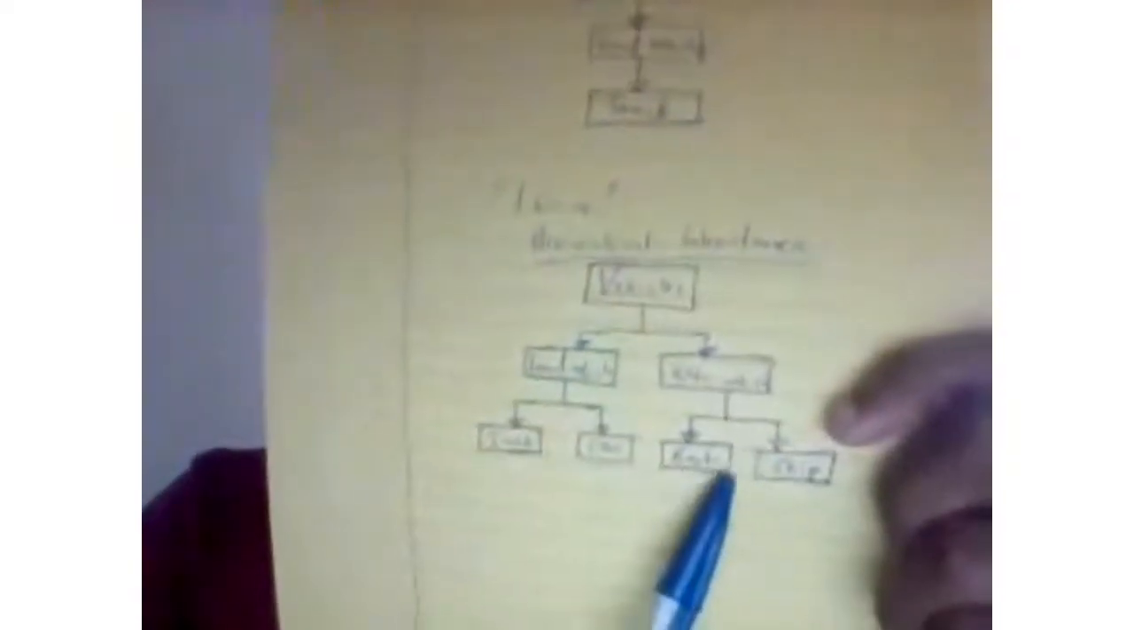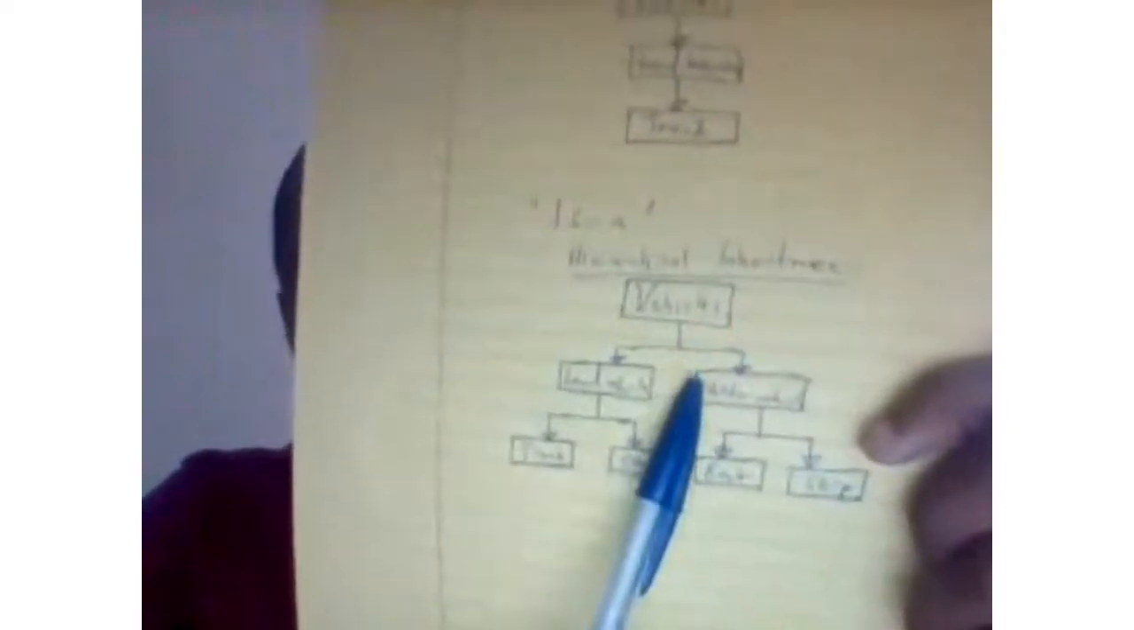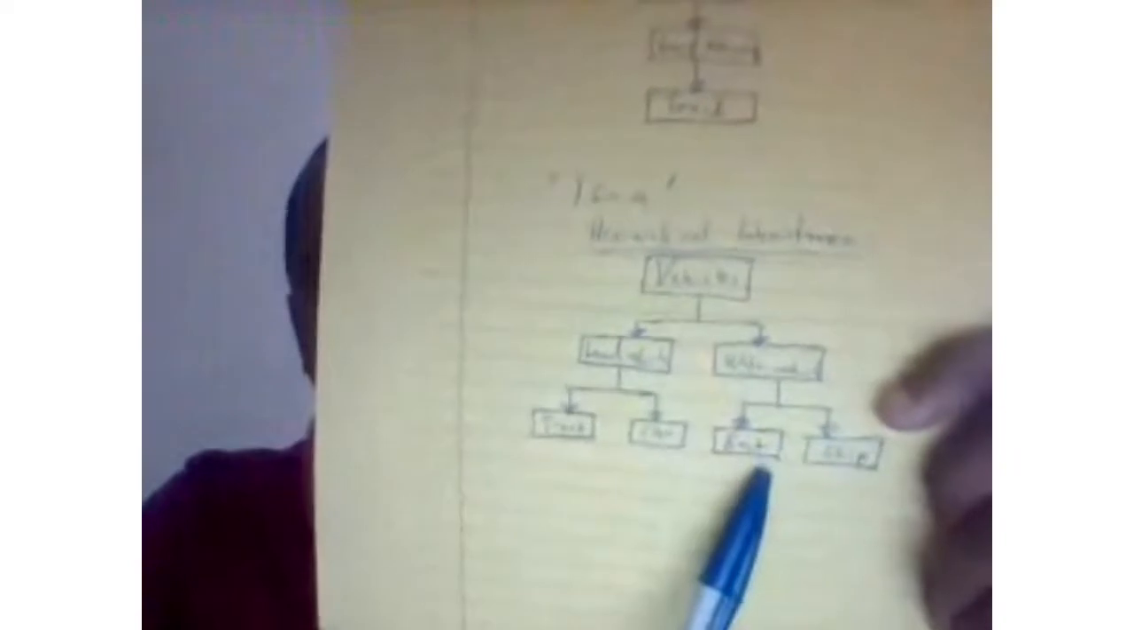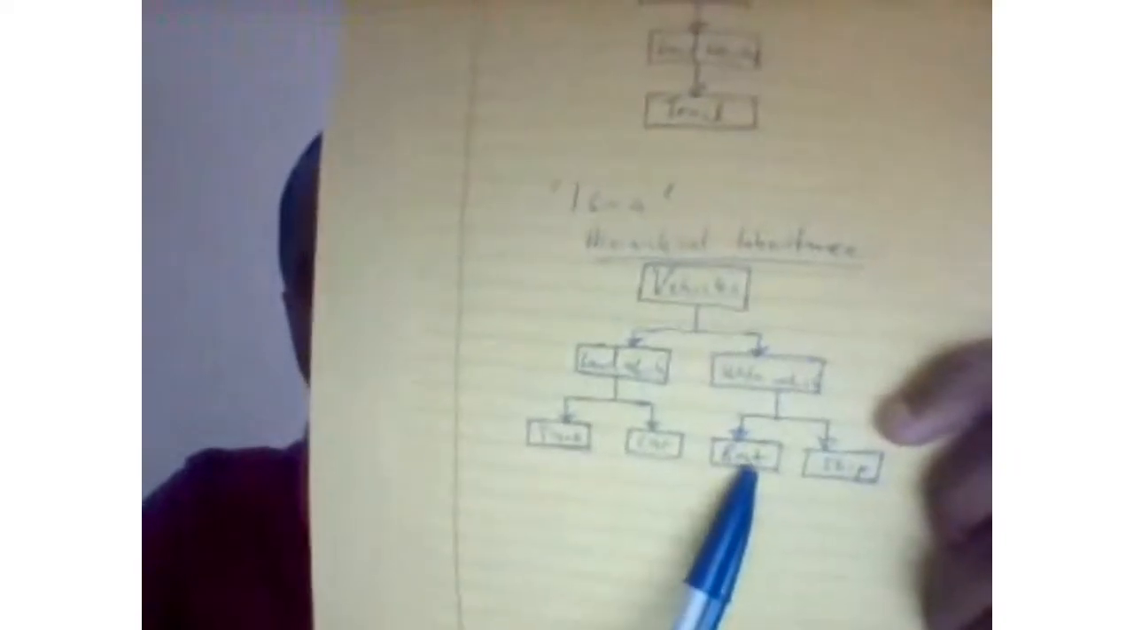We can have here a boat and a ship. So we can say a ship is a water vehicle, and a boat is a water vehicle, and a water vehicle is a vehicle. So that is what we call hierarchical inheritance. I hope you are noting these things down, because I'm going to ask you a question in a few minutes.